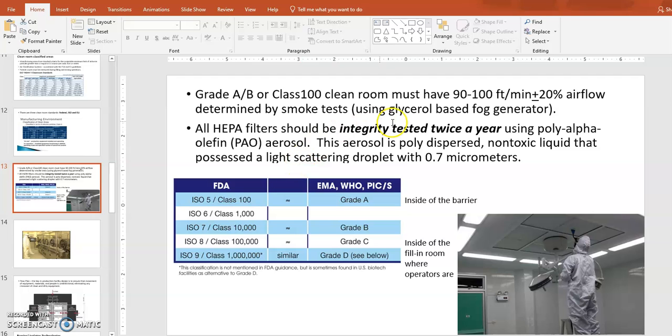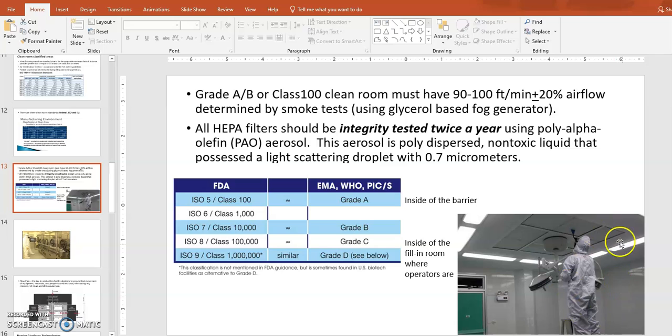And of course, the clean room is maintained by the HEPA filter, right? So it's a laminar flow of air through the HEPA filter coming down from the top of your ceiling and goes down. It's recirculated, and the HEPA filter should be tested at least twice a year. Okay, how do you test it? Use a special gas, that's polyalphaolefin, PAO aerosol.